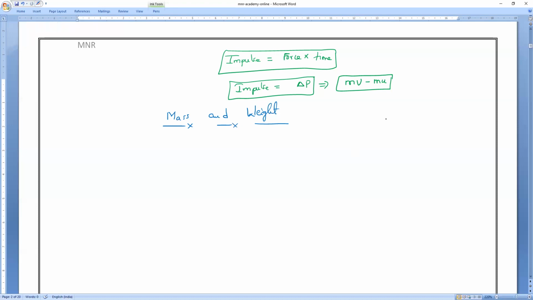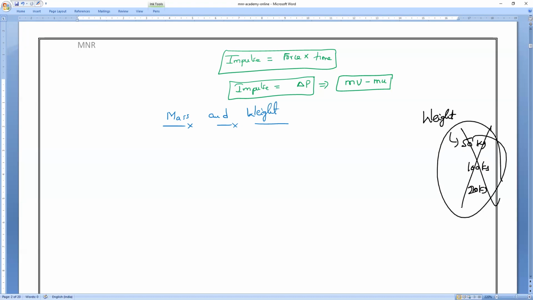But actually, we are using a word called weight in our daily life, and we are saying 50 kg, 100 kg, 20 kg, etc. What we are saying is actually not weight. Weight is a common word, but actually we are describing mass. So mass is different and weight is different. Mass is entirely different from weight. Let us first discuss what is mass and what is weight.